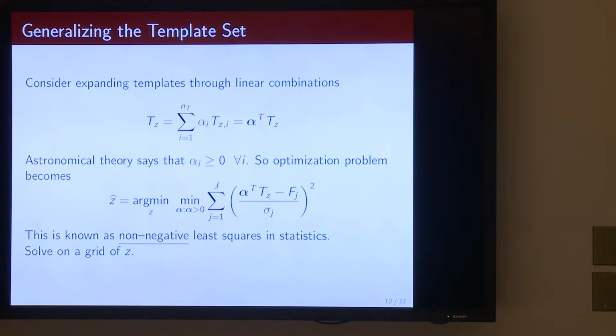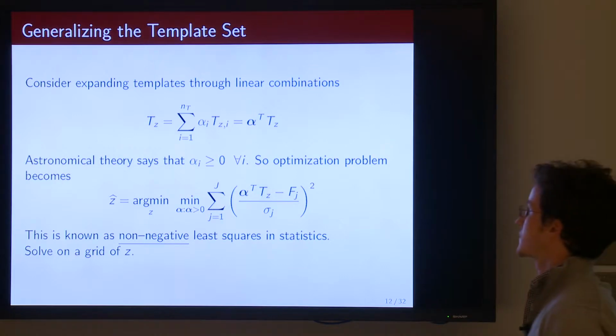So that works okay. There's a few problems with that. One is that you have to do a grid search over two sets of parameters. You have to do a grid search over the redshift z, and then you do sort of a grid search over all of your different templates T_i.